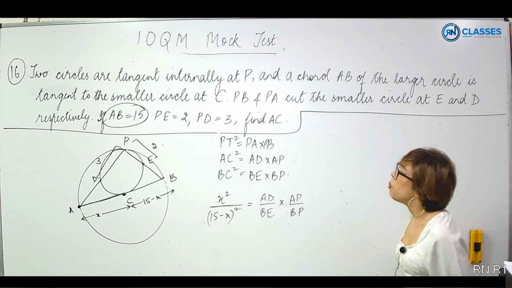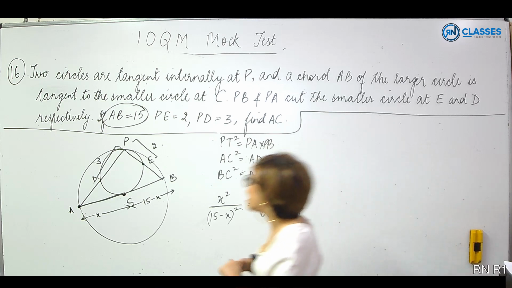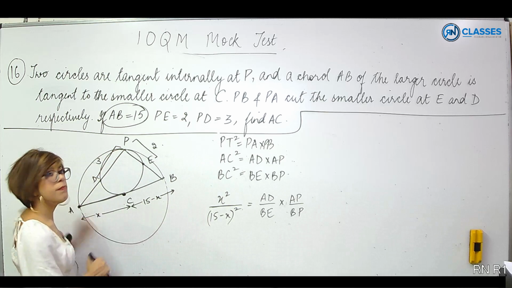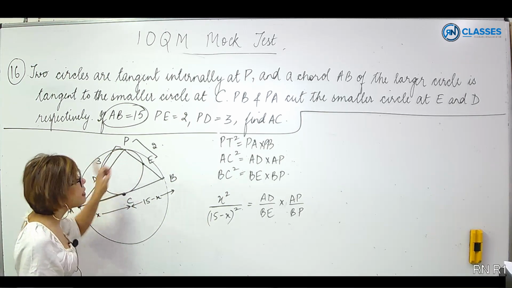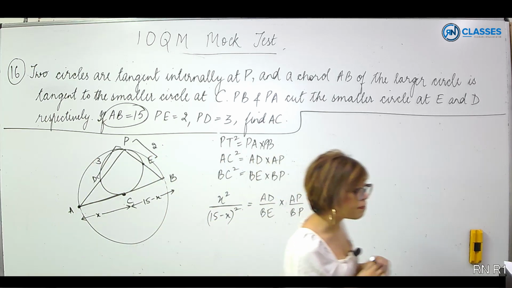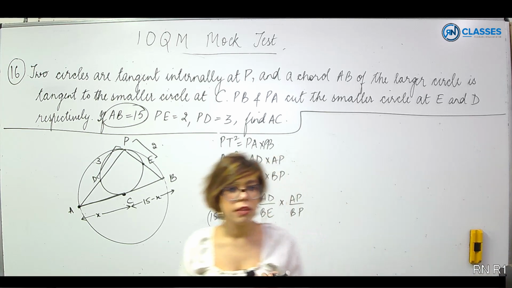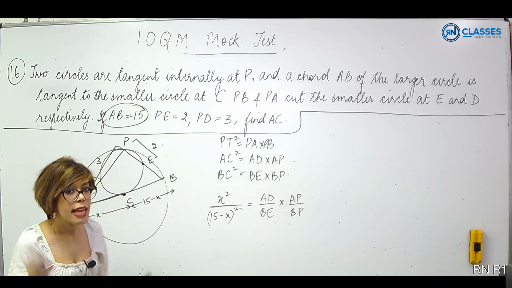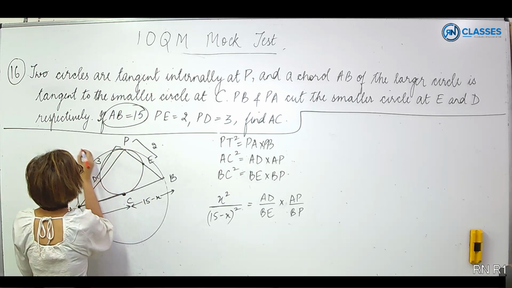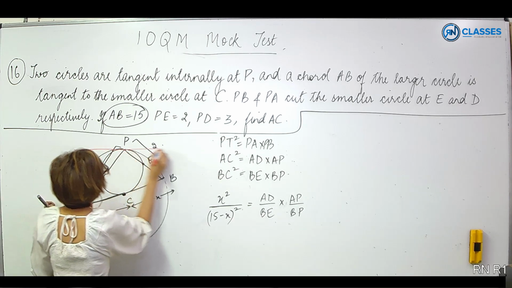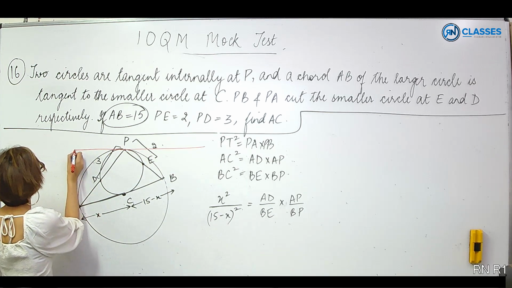Now, out of these, one ratio is easily visible to us. This one. Till now, we have not utilized the fact that this is 2, this is 3. Also, we have not utilized the fact that these two circles are touching each other internally. How do I make use of the circles which are touching internally? Whenever they are touching, that means there is a common tangent. Let me draw the common tangent at this point. How can I use this common tangent?